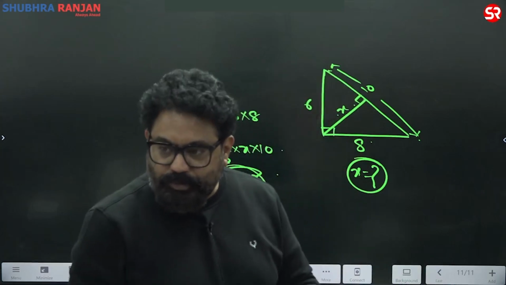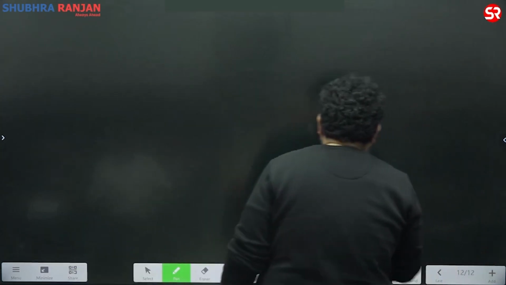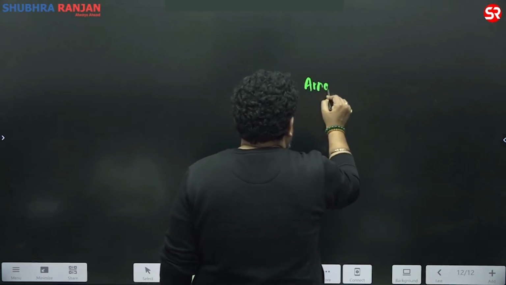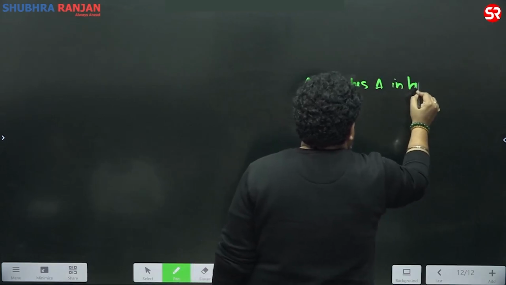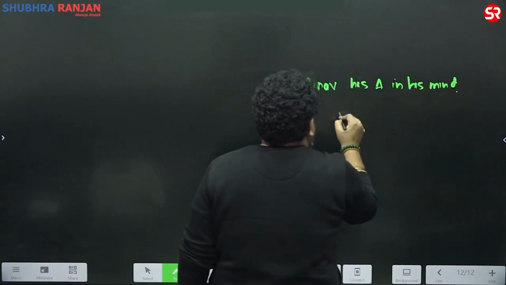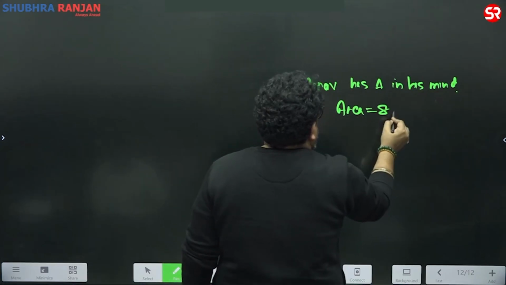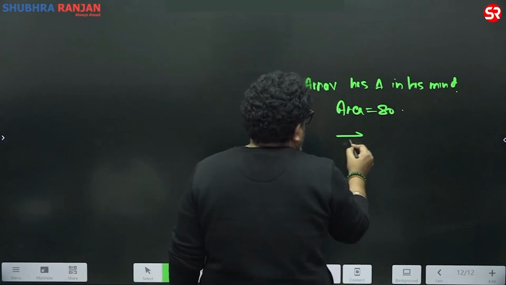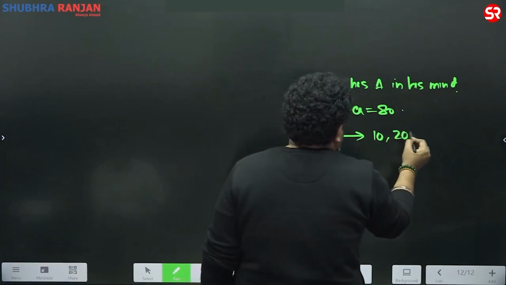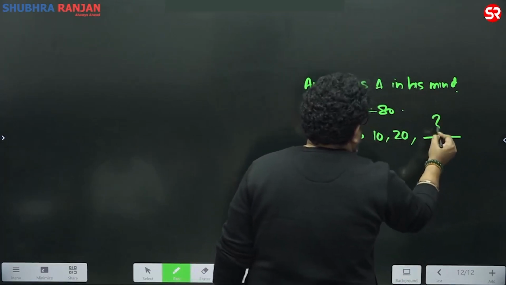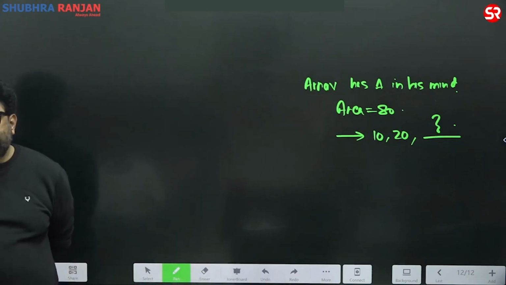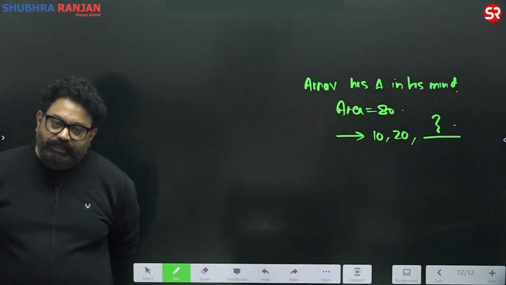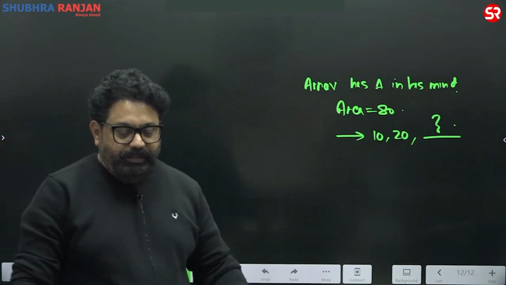Alright, one more. So Arnav has a triangle in his mind. The area of that triangle is 80 and the length of one of the sides is 10. The length of the second side is 20. What is the length of the third side? Now Arnav has a triangle in his mind. The area is 80. One side is 10, another is 20. What is the dimension of the third side?